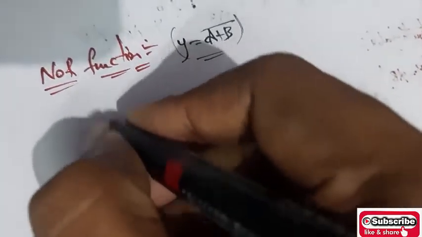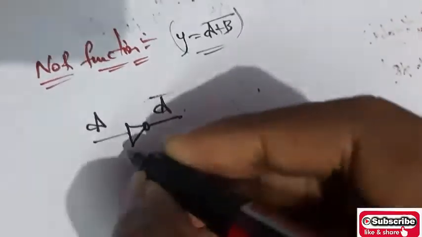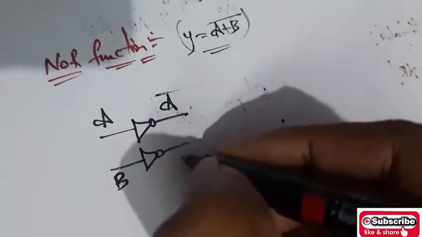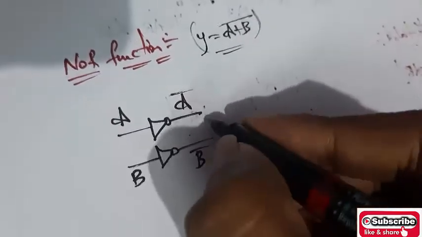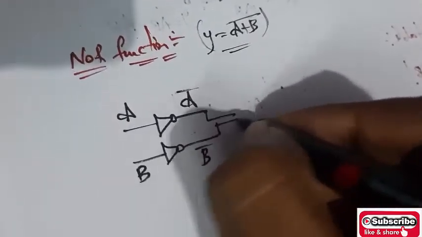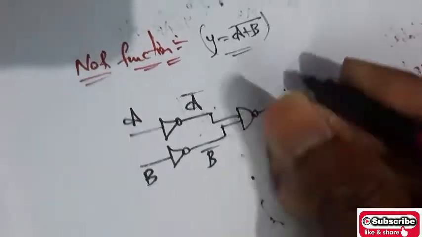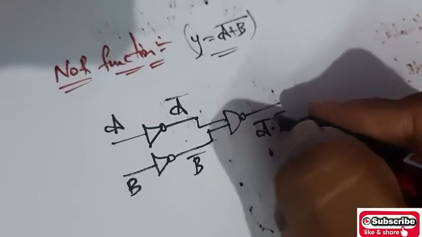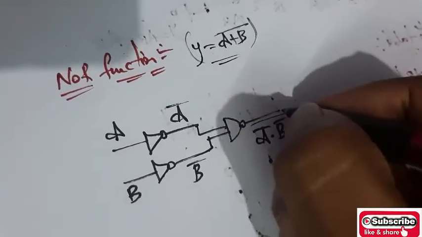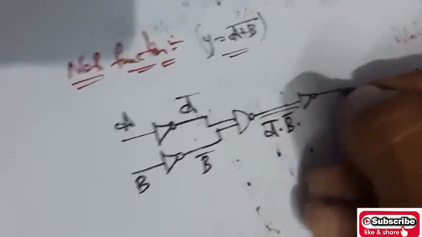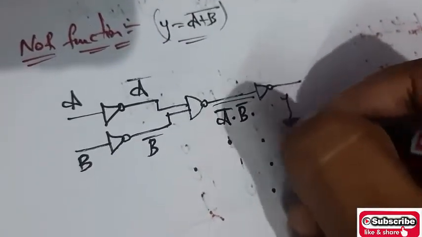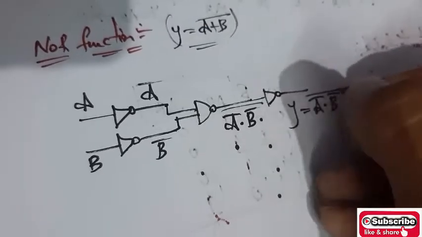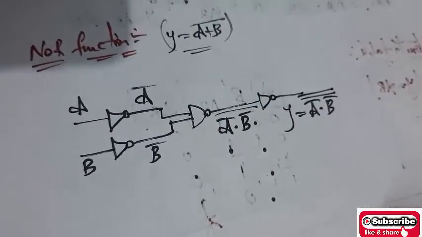If you apply the input A, you will get the output A bar. If you apply the input B, you will get the B bar. This will be given to the NAND gate. A bar dot B bar whole bar. Again we will give it to the inverter. You will get Y is equal to A bar dot B bar whole bar double bar. Right?